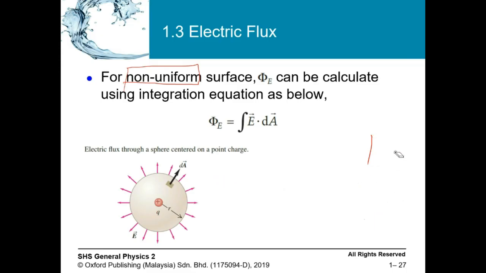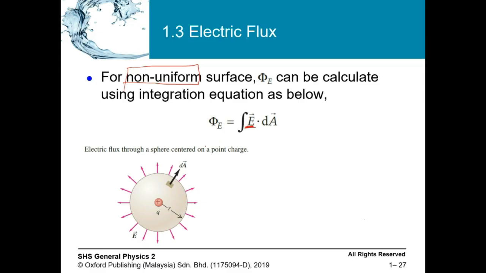Now, how do we get the flux in a non-uniform surface? So, actually, the formula for this is phi is equal to the integral of E, electric field, times dA. Now, if you remember your integral, we know that constants can be taken out of the integral. So, let's define first where the constant is here. The constant is actually our electric field.